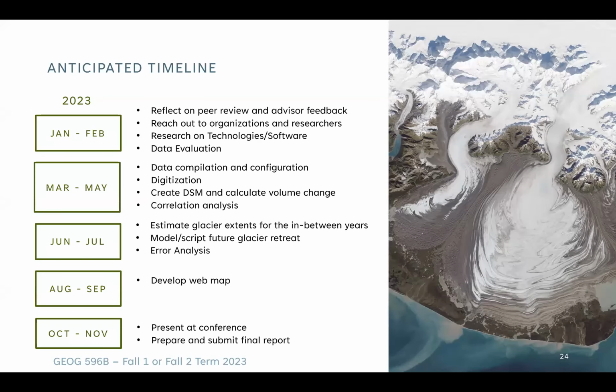Here's my anticipated timeline. I'm planning to take 596B in the fall 1 or fall 2 term next year. From the beginning of the year, I will start preparing and digitizing the data. Then I'll do my analysis in the spring, and I expect to start developing my final deliverable map and dashboard in July and August. And then finally present my project in October or November next year.